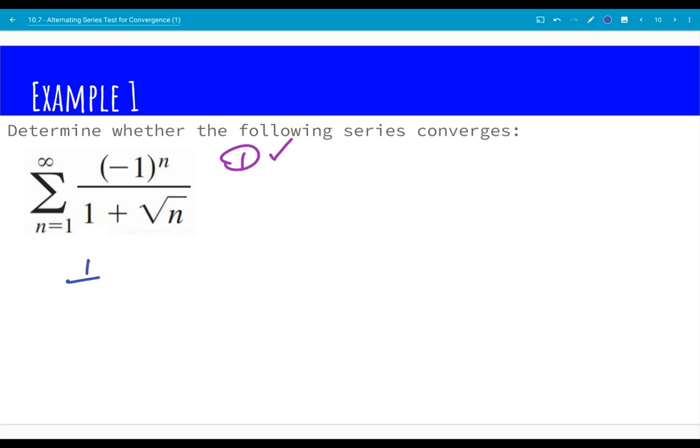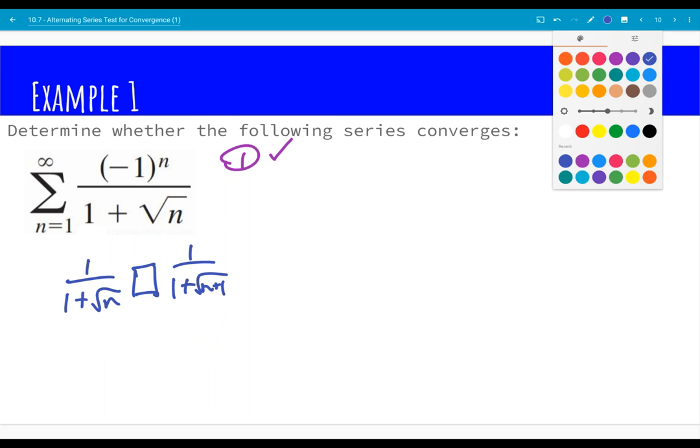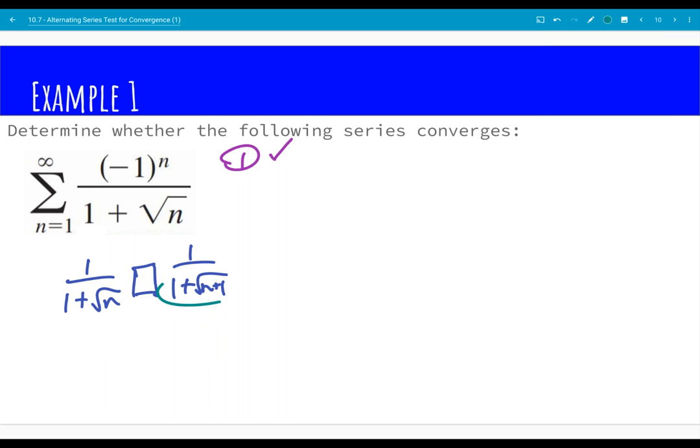So what we want to do is show that 1 over 1 plus the square root of n, which is just the nth term, or at least the absolute value of the nth term, and we want to compare that to 1 over 1 plus the square root of n plus 1. So that's the n plus first term, or the absolute value of it. And if it's a decreasing function, then this one should be smaller than this one. So what we want to look for in this one is that the denominator here is bigger.